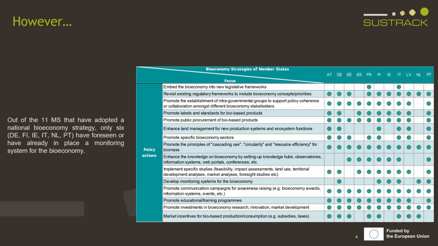However, out of the 11 member states that have adopted a national bioeconomy strategy, only 6 have foreseen or already have in place a monitoring system for their bioeconomy as of 2024. This indicates that having a monitoring system in place is still not straightforward, and setting indicators for coherent policy making remains a research gap.